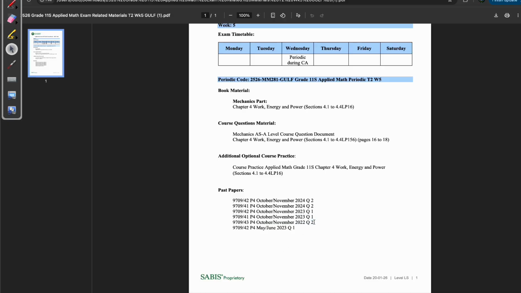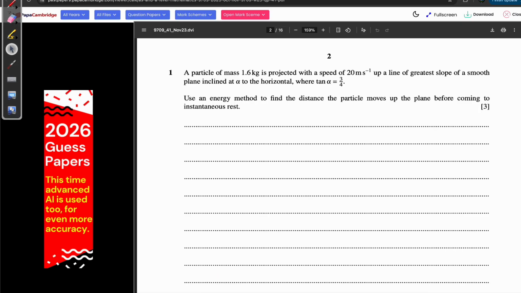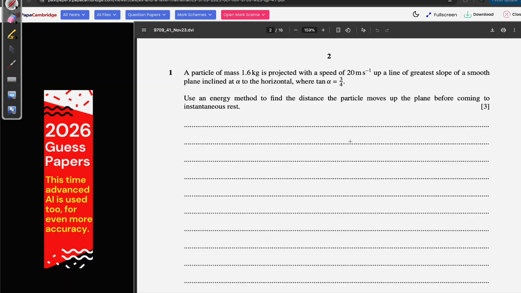Solving this question, right? Never mind. I'll be solving paper 4 version 1, October 2023, question 1, which is this. A particle of mass 1.6 kilograms is projected with a speed of 20 meters per second up a line of greatest slope of a smooth plane inclined at alpha to the horizontal, where tan alpha is 3/4.